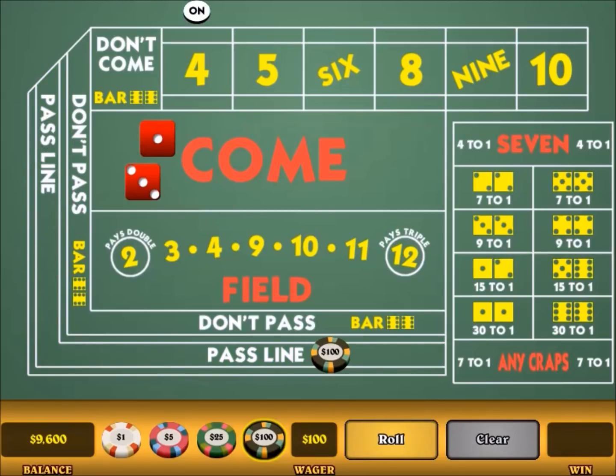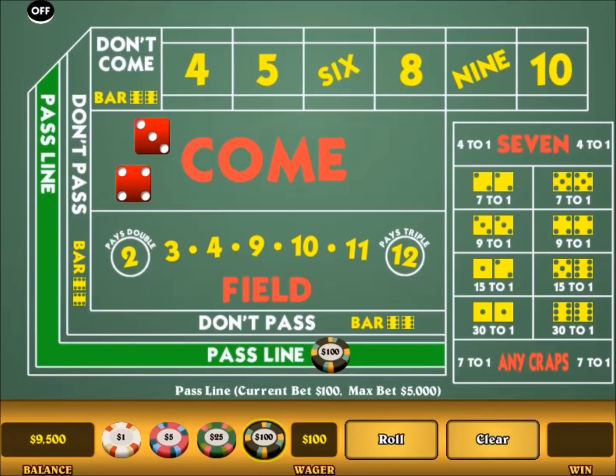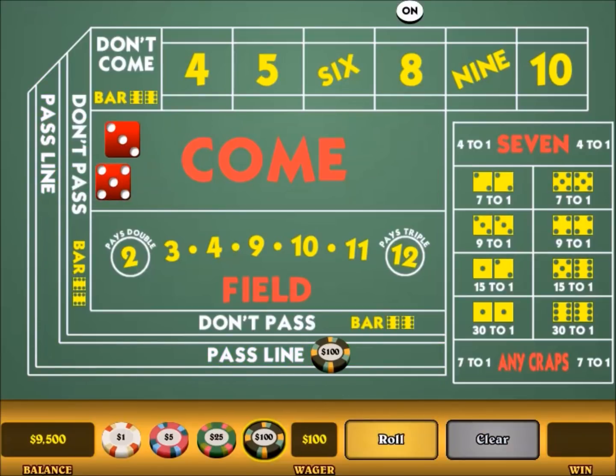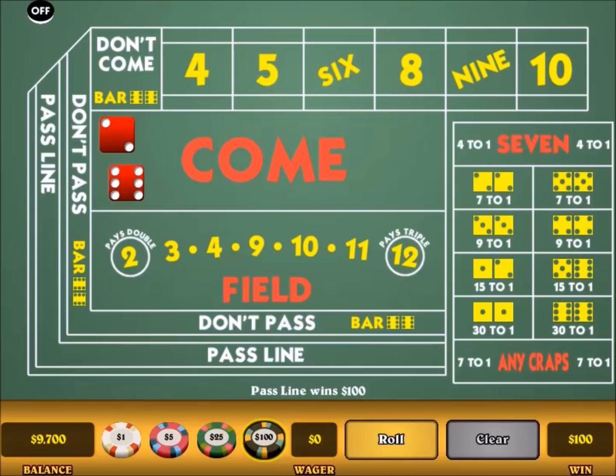A 4, the point is a 4, so we want to roll another 4. And a 9, nothing happens. 6, nothing happens. A 7. 7 out, we lost. So let's make a new pass line bet. 8, the point is an 8, so we're trying to roll another 8. Here we go, it's a 3, nothing happens. An 11, nothing happens. 8, we won. So I think we've covered all the ways the pass line bet can win or lose.